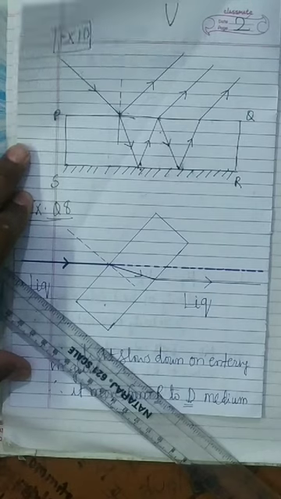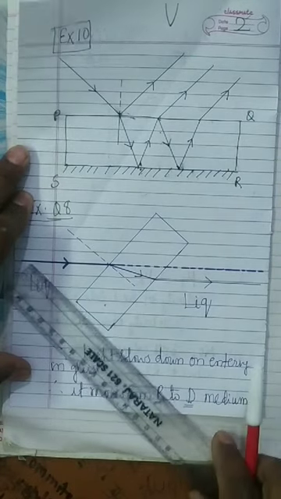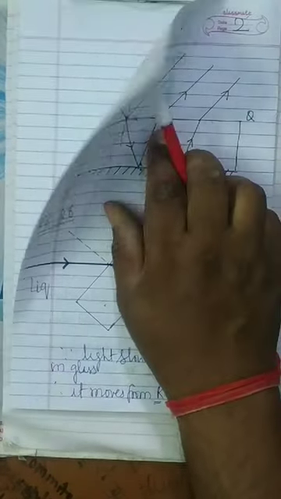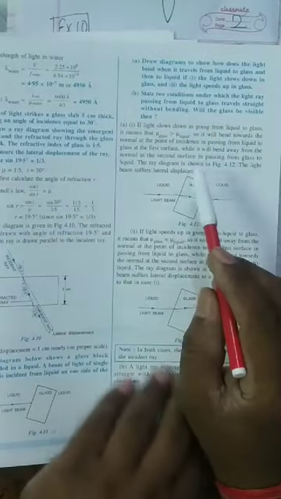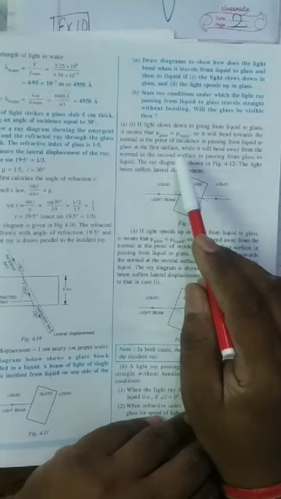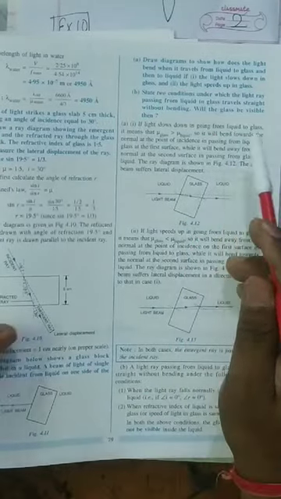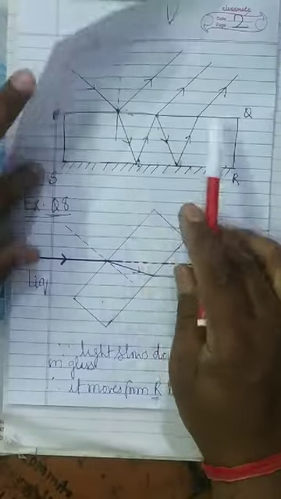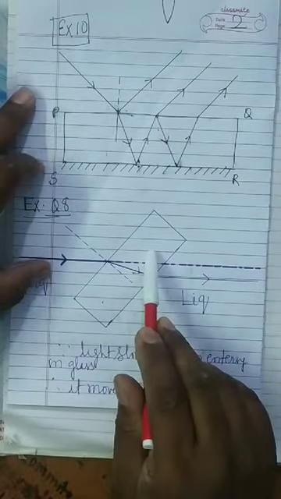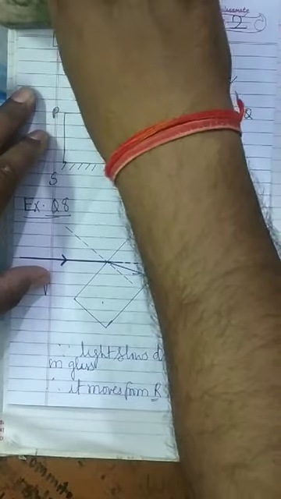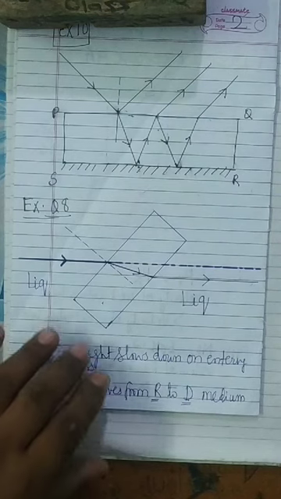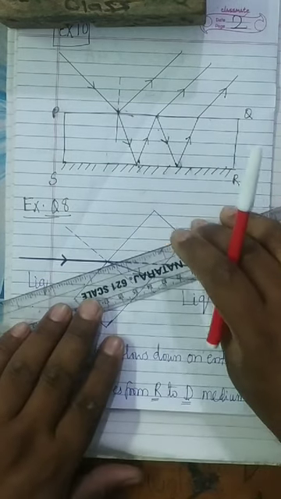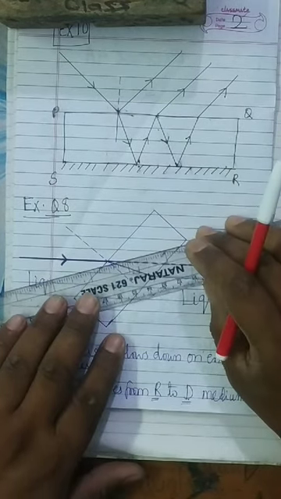Now you see the second part, when light speeds up. Here it is given second part, when the light speeds up in glass. It speeds up in glass, it means it is going from where to where? It is going from denser to rarer. Now this medium is denser and this is rarer. And when it moves from denser to rarer medium, what will happen? It will bend away from the normal. Means if we draw in the same diagram, then what will be the refracted ray?